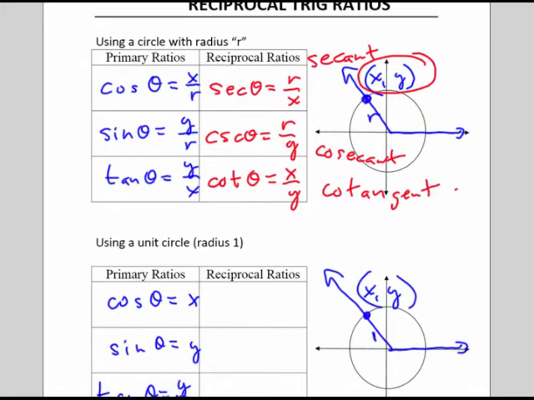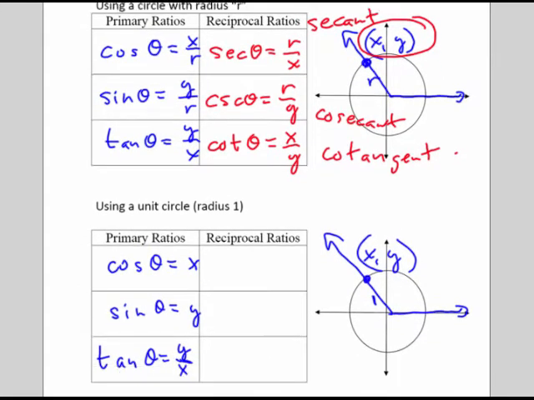Remember, if you're dealing with a unit circle where the radius is 1, cosine and sine are simply the x and y coordinates on the unit circle. Tangent is still the slope of the terminal arm, y over x. And so my reciprocal ratios would be: secant would just be 1 over x, the reciprocal of the x coordinate; cosecant, the reciprocal of the y coordinate; and cotangent, x over y.